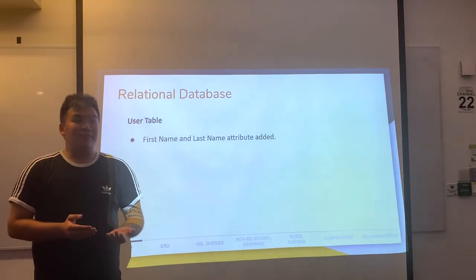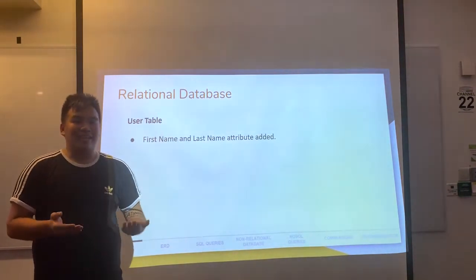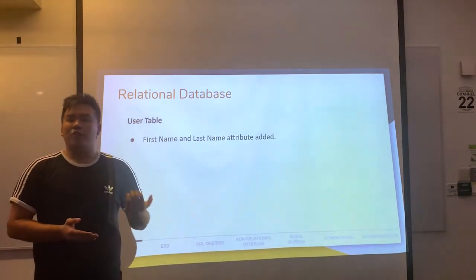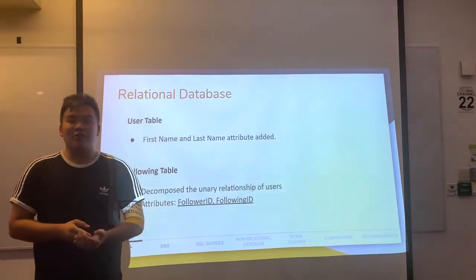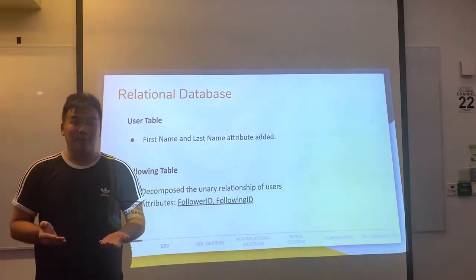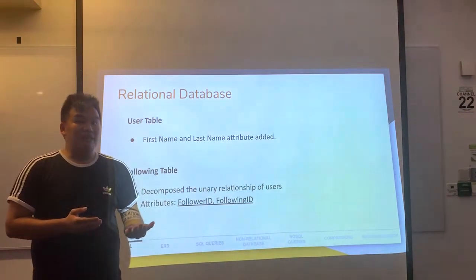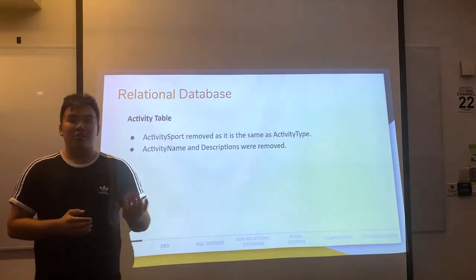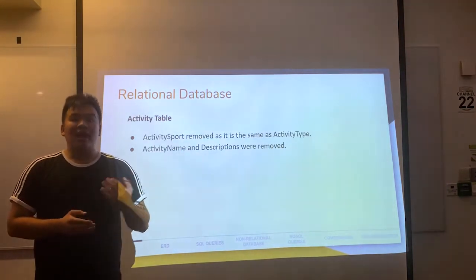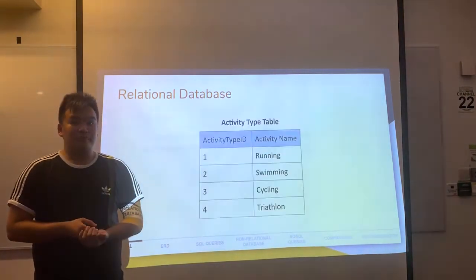Firstly, we included the first name and last name attributes in the user table such that the identity of the user can be queried rather than just their username. Secondly, we decomposed the unary relationship of the user table, forming a weak entity called following. We then take the primary key from the user table as the foreign key of the following table, forming a composite primary key. Thirdly, for the activity table, activity spot, activity name, and description were removed.